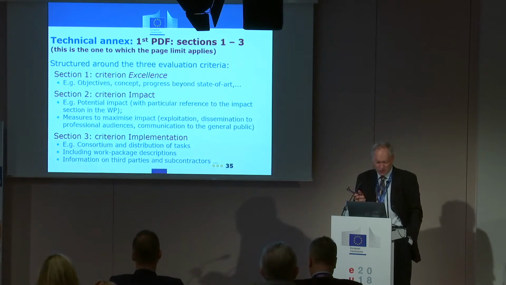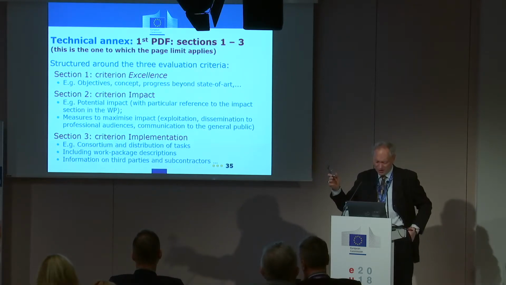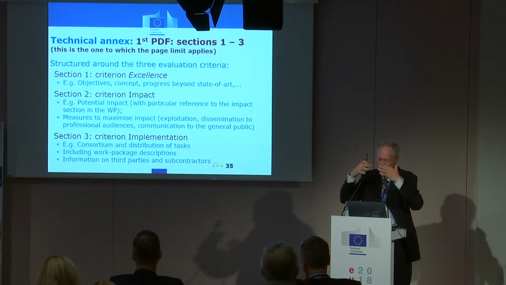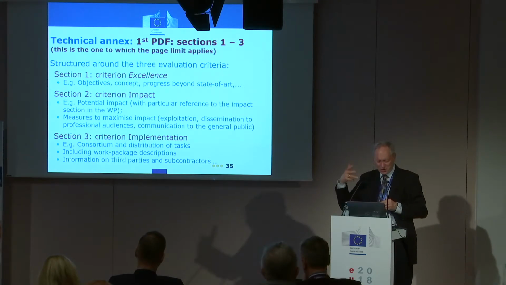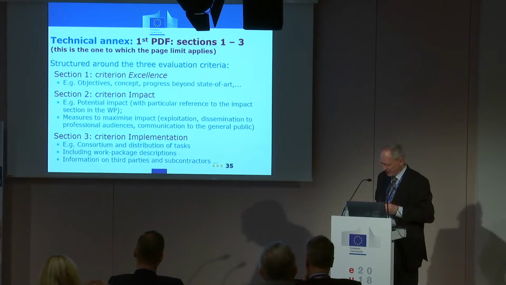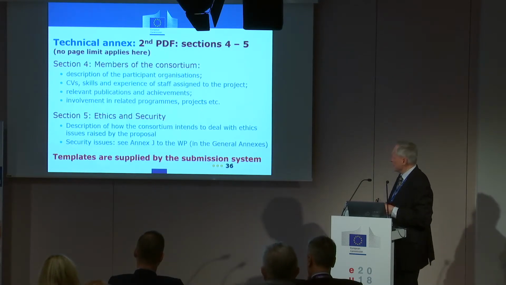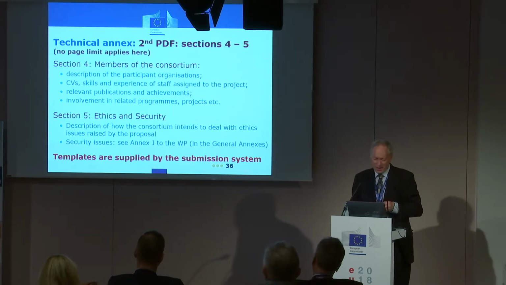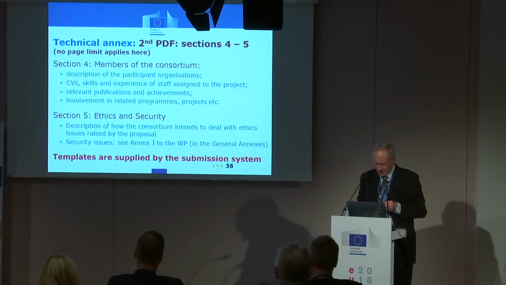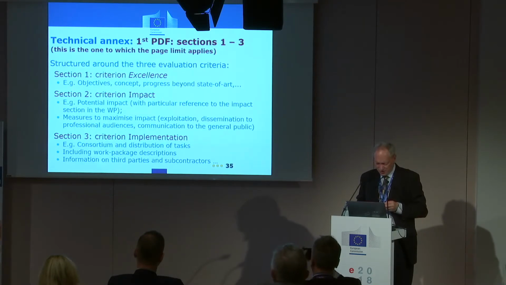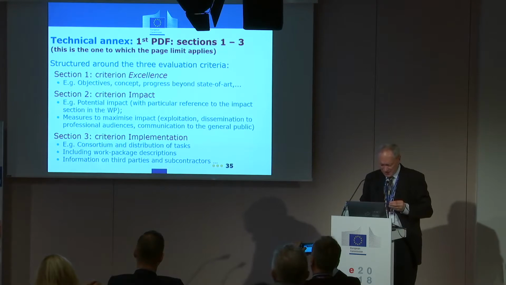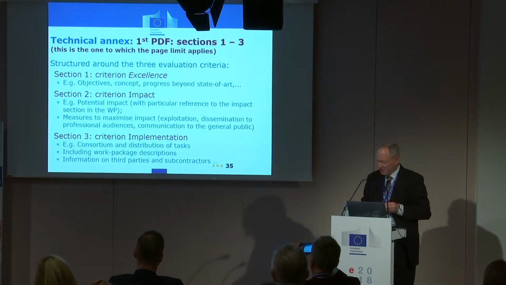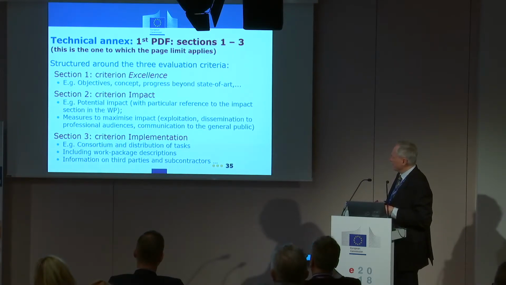And then we have the implementation criterion, the consortium, whether it is interrelated, whether the tasks are well distributed, the description of the tasks, and so on. Then we have the second PDF. This is sections 4 and 5 of Part B. This first part here, let me get back to that, please.